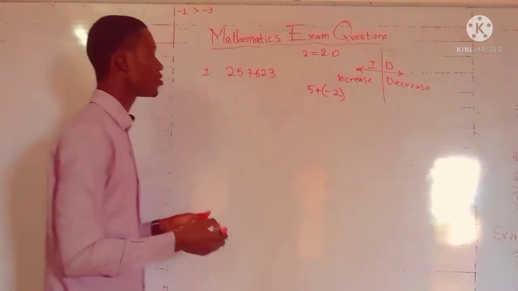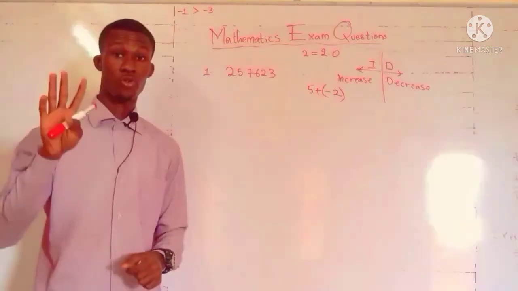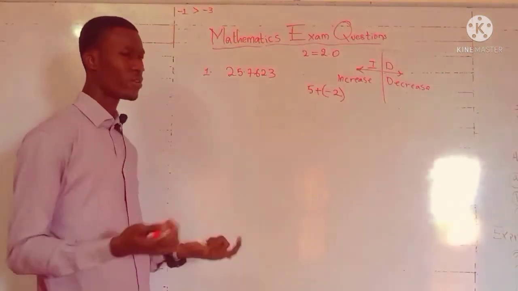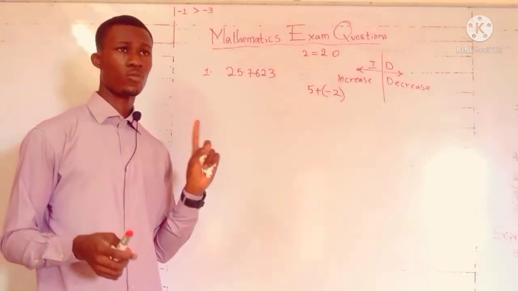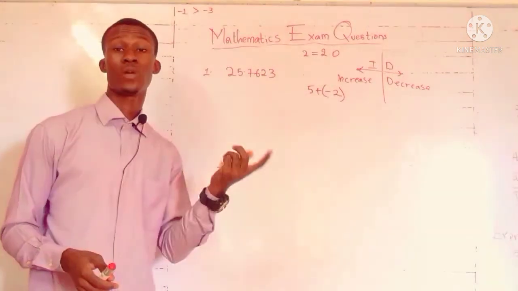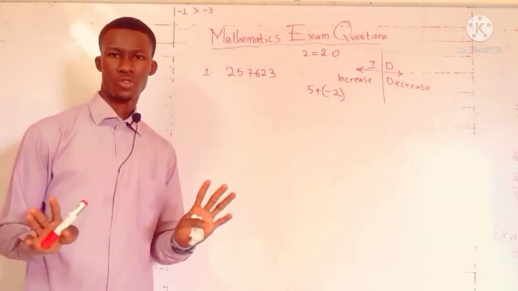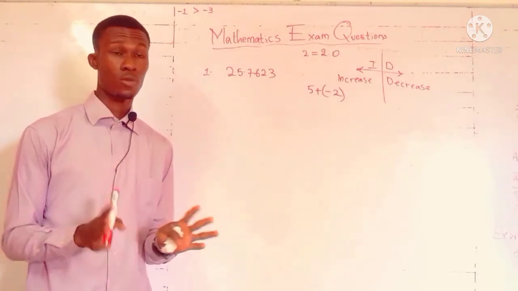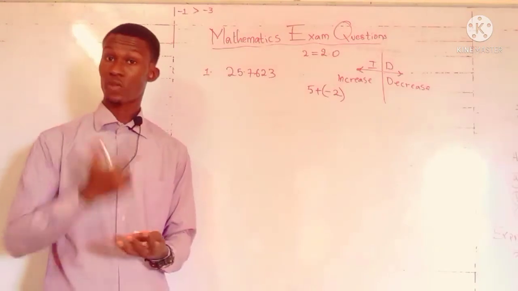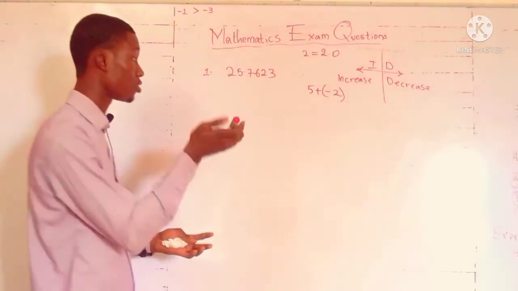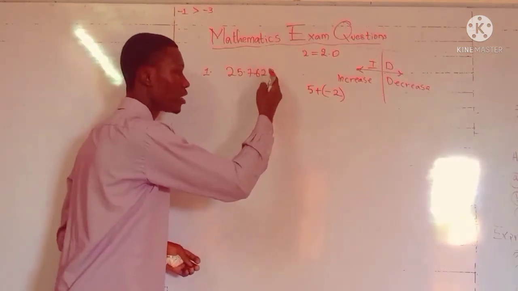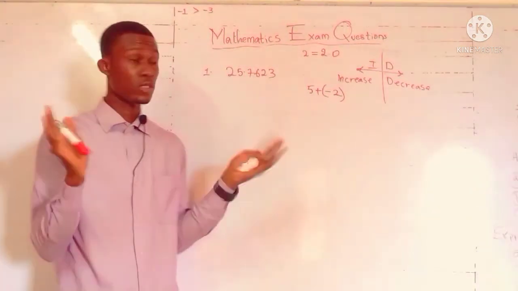25.7623. Now, how do we do this? They said in 4 significant figures. So how are we going to do that? Very easy, very easy. This is one thing you must first of all have in mind. Whenever there is a decimal point, or whenever you're given a decimal number, don't stress your life too much. Count the number that you are given. You are instructed 4 significant figures, right? So we are going to count 4 digits. 1, 2, 3, 4. So we are stopping at 6. 2 and 3 disappear. Very easy.